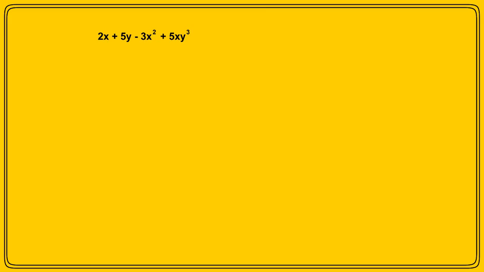In an expression such as 2x plus 5y minus 3x squared plus 5xy cubed, each part is called a term. So this expression has 4 terms. One way of thinking about this is that each term is separated from the others by a plus or a minus sign. Now we'll be using the name term quite a bit, so keep this idea in the front of your mind.